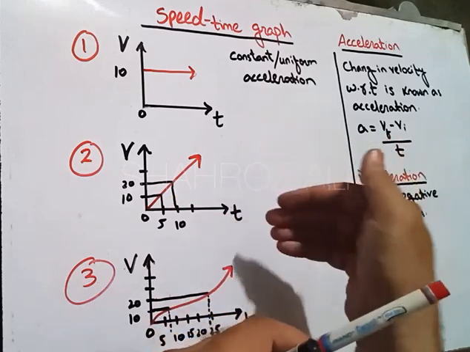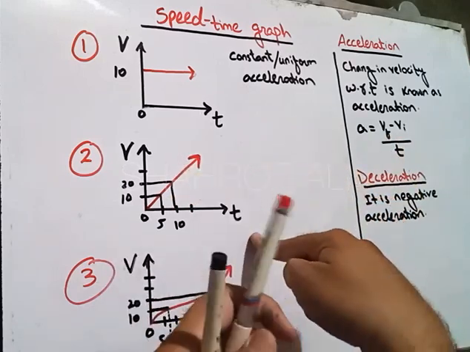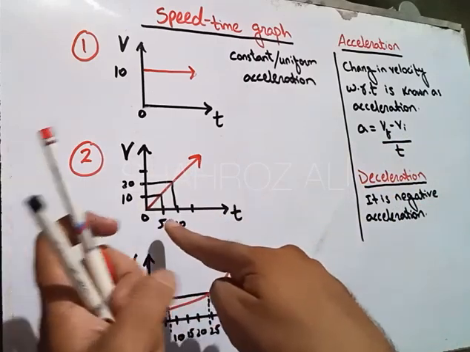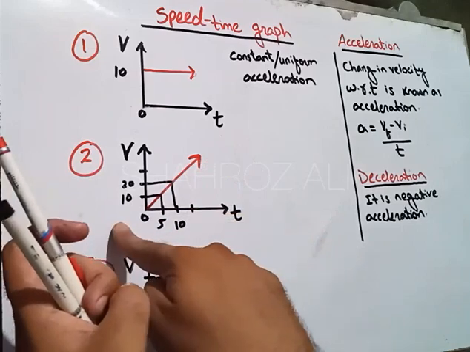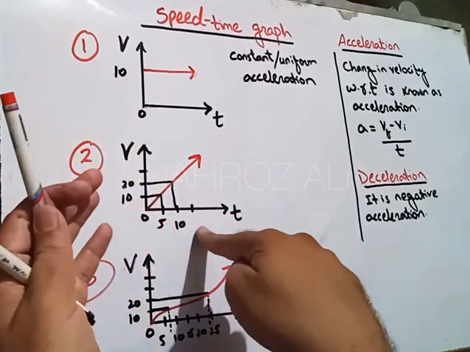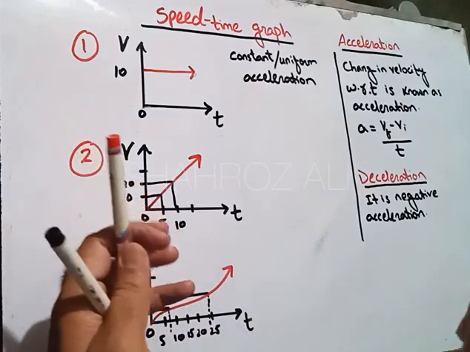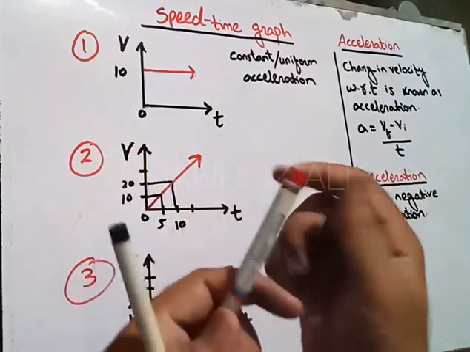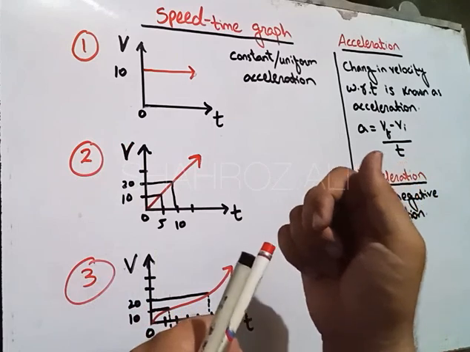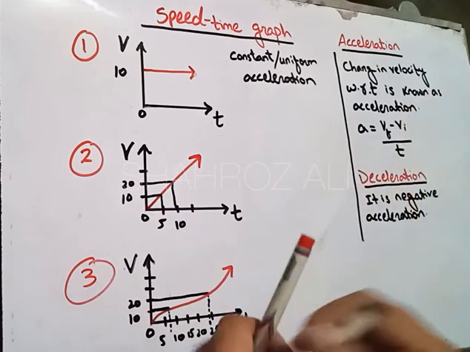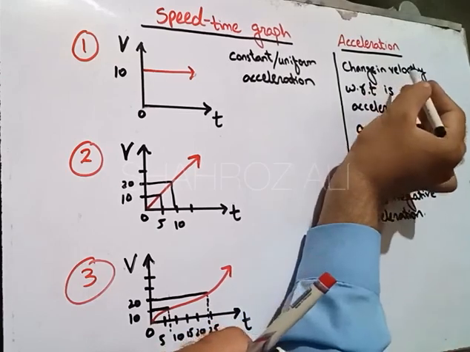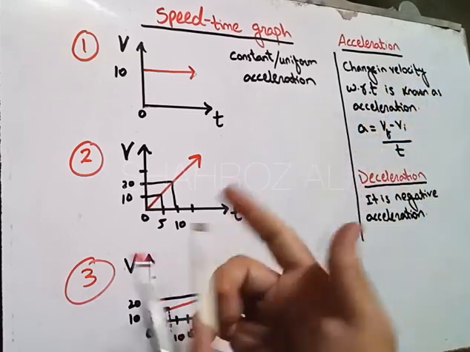Now let's move towards the second one, velocity and time. Here you can see a slope, a line which is not parallel to the x or y axis. It is inclined to the x and y axis. What does it tell? It is telling us that the velocity is changing with respect to the time. It means acceleration is produced in that case, because the definition is the change in velocity with respect to the time.